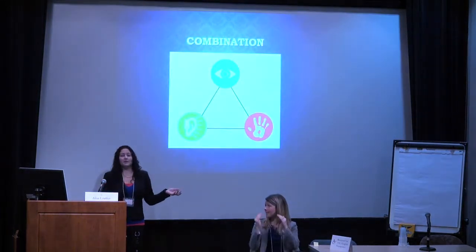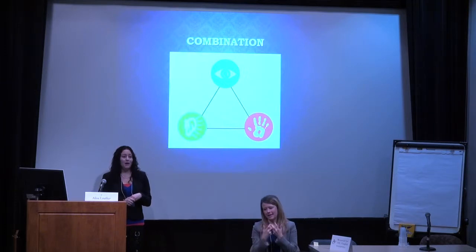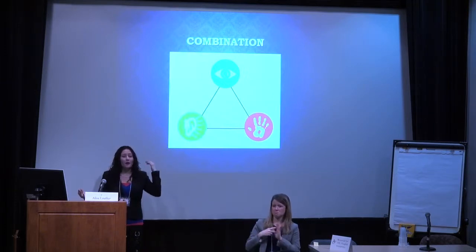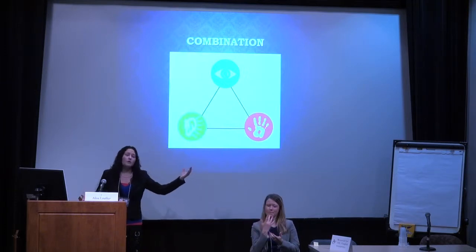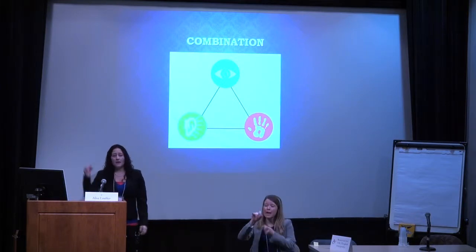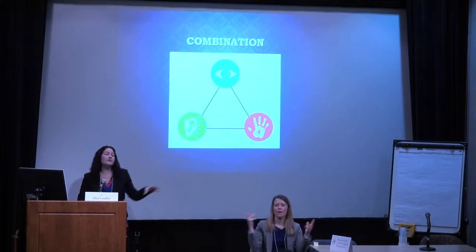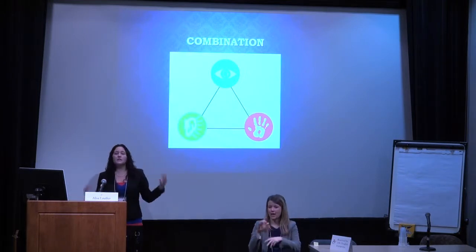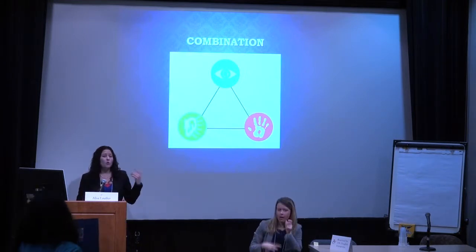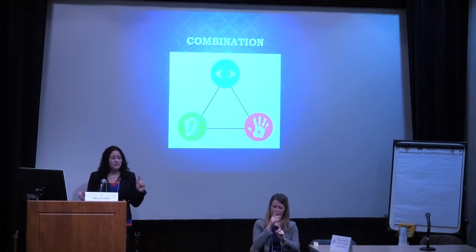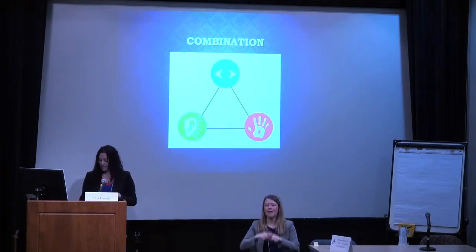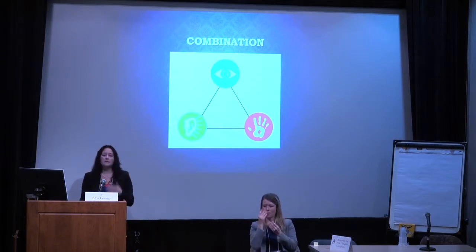Then we have combination. What's combination? Combination is maybe we prefer a little bit of auditory for certain topics and visual for others, or a combination of any of these different areas. We don't necessarily just stick to one preference. Sometimes we use different preferences based on the topic that's being presented. So these are all things to keep in mind when you're building your curriculum.